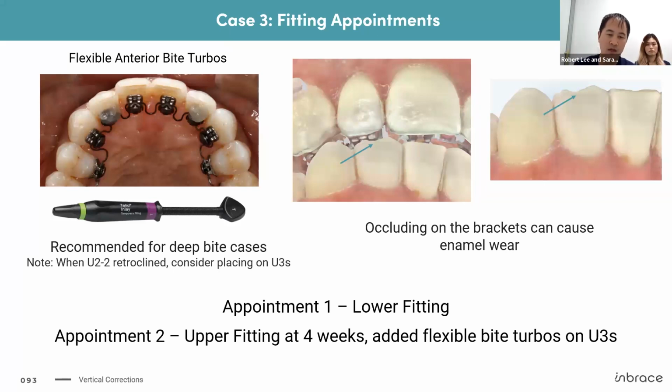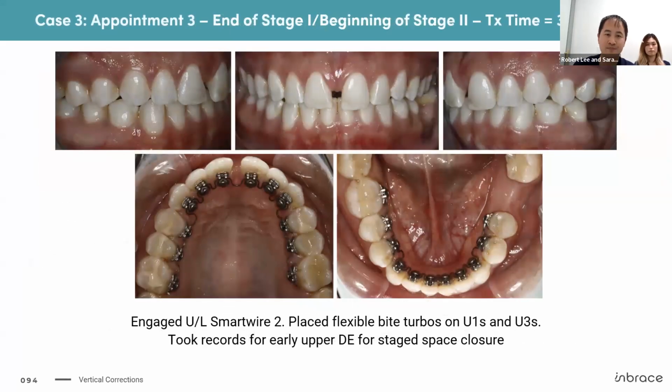And I always try to remind everyone, it's really good to place flexible bite turbos anytime you see potential occlusal interferences on the front teeth, to prevent enamel wear from happening. So in the third appointment, the first check-in after the 2 fittings, we're at 3 months now. We have completed the stage 1 goals because all brackets started in the planned bracket position. We've let the wires express. There was no IPR planned in this case. And we engaged the upper and lower SmartWire 2.